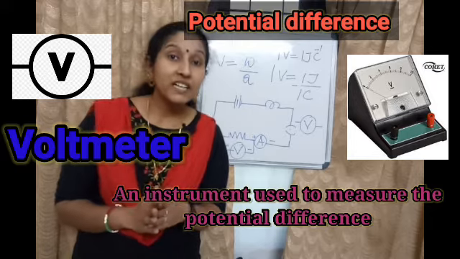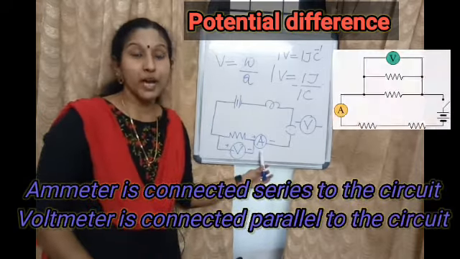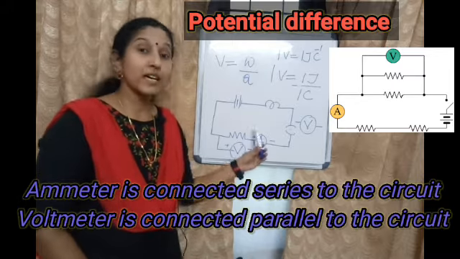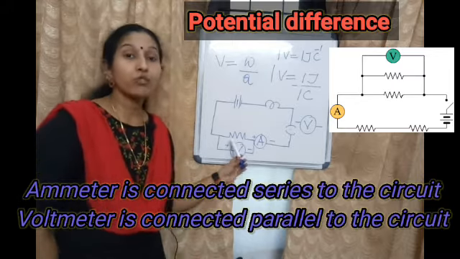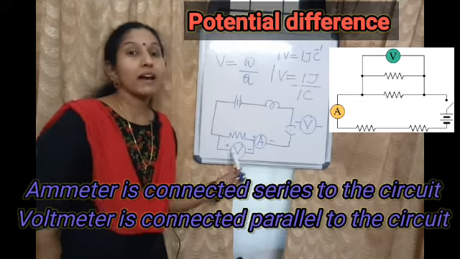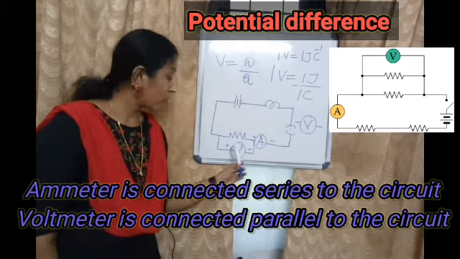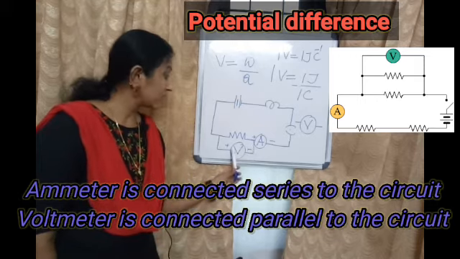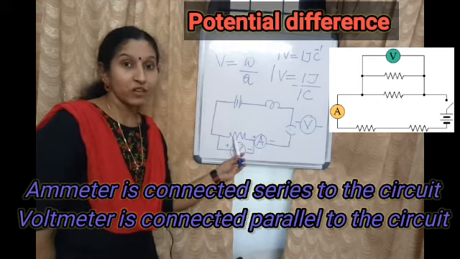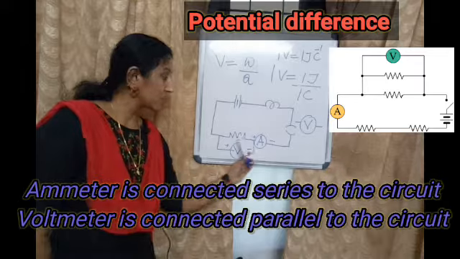How is the ammeter connected in the circuit? Ammeter is connected in series to the circuit, and you see voltmeter is connected in parallel to the circuit. How is the voltmeter connected in the circuit? Voltmeter is connected in parallel to the circuit. You know, ammeter is connected in series to the circuit and voltmeter is connected in parallel. See these two. This is parallel. You just consider this is a wire, right? So voltmeter is connected in parallel. Two lines. Just consider this is two parallel lines.